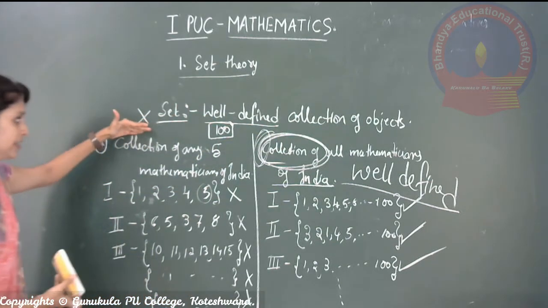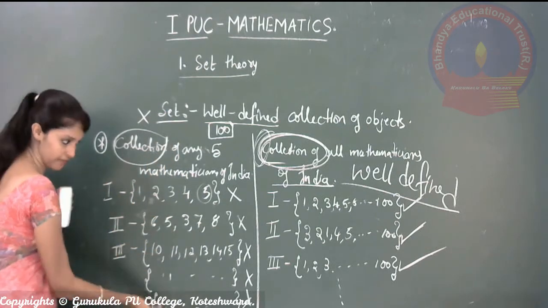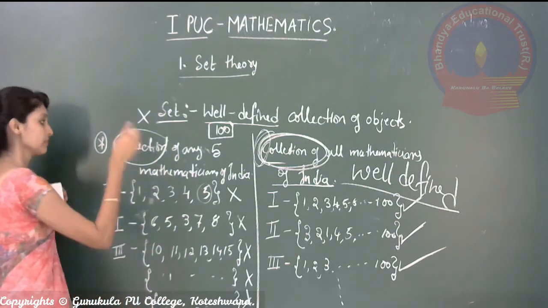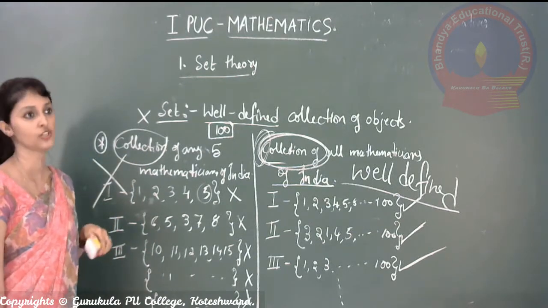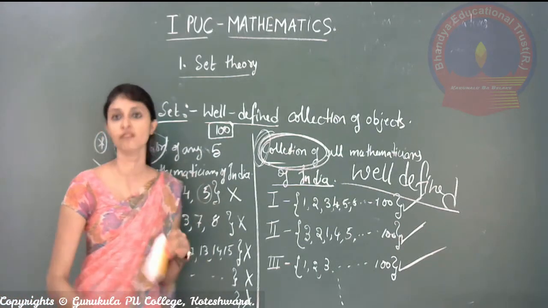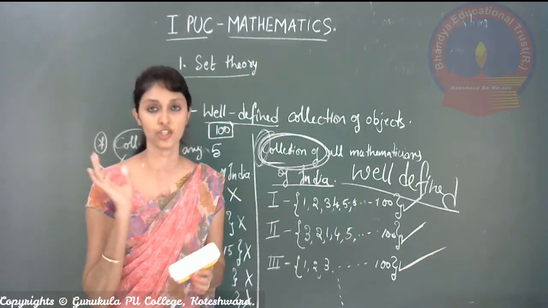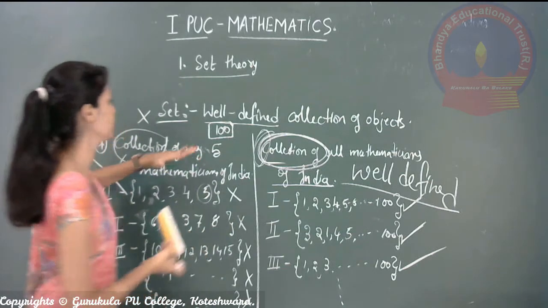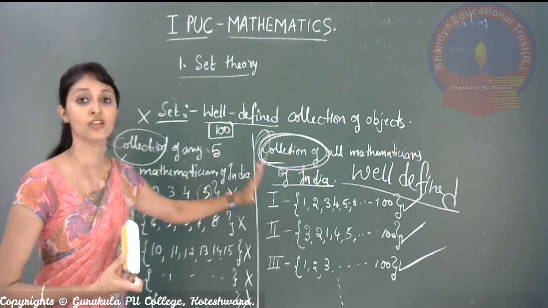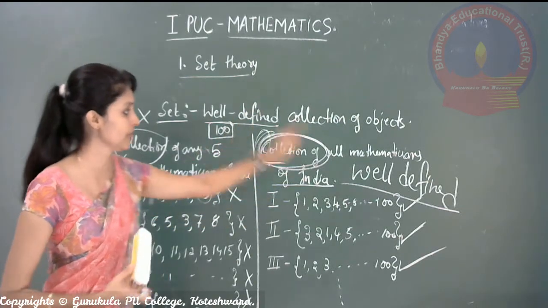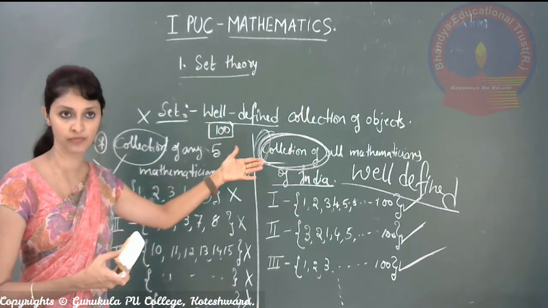But for this sentence, for this collection, I did not get the same sets, I got different ones. So this collection is not at all a well defined collection. Therefore here you understand what is the meaning of a set. A set is a well defined collection of objects. Among these two collections, the second one is well defined, so I can say this well defined collection is a set. You can understand from the example.